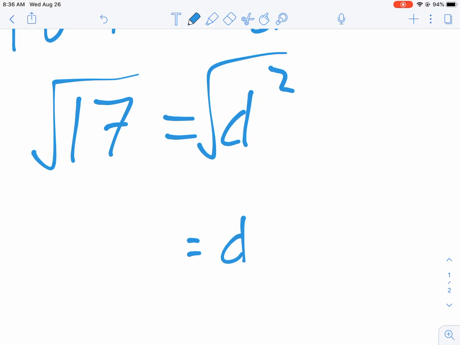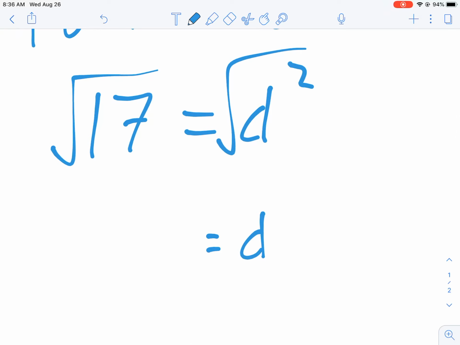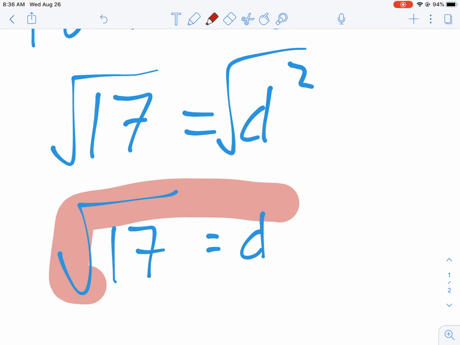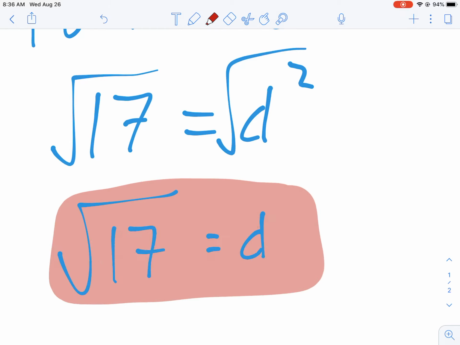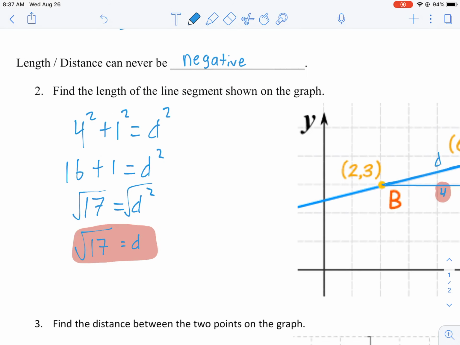Now, this is why we did the simplifying radicals yesterday. If this number here can be simplified, we need to simplify it. Now, can 17 be broken up? No. Okay, 17 is a prime number. It can't be broken up. So you can just leave your answer as the square root of 17. If you want to type that into your calculator and figure out what it is as a decimal, you can. But it's not super necessary.